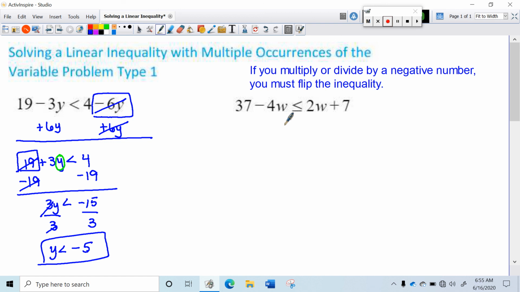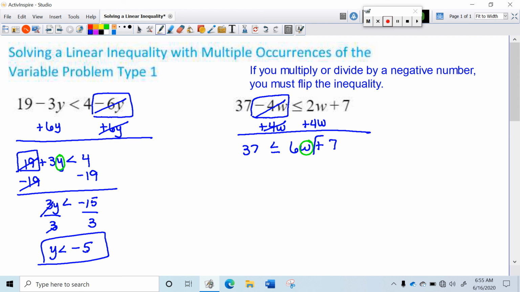On this next one, the smallest w is the -4. So I'm going to do the opposite of -4, which is +4w. I'm going to add 4w to both sides. Bring down the 37. Opposites cancel. Bring down the less than or equal. 2 plus 4 is 6, so 6w. Bring down the +7.